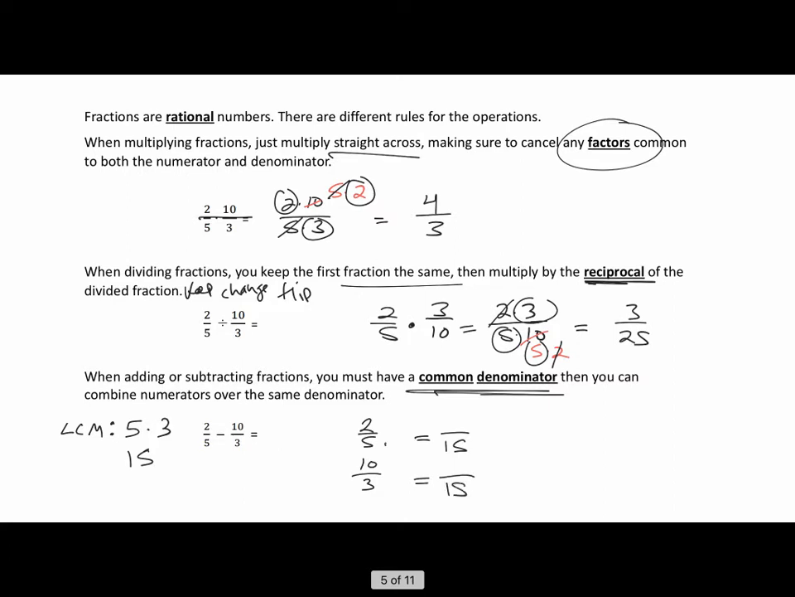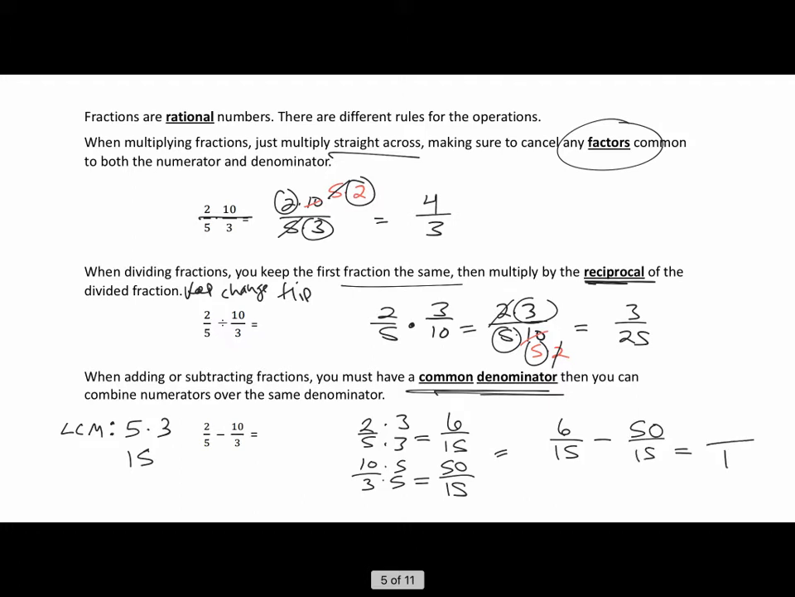So for 2/5, I have to multiply 5 times 3 to get 15. So I must multiply 3 to the numerator as well. Then I have an equivalent fraction of 6/15. For 10/3, I have to multiply by 5, so that's going to be 50/15. So let me rewrite this subtraction. 2/5 is 6/15 minus 10/3, which is 50/15.